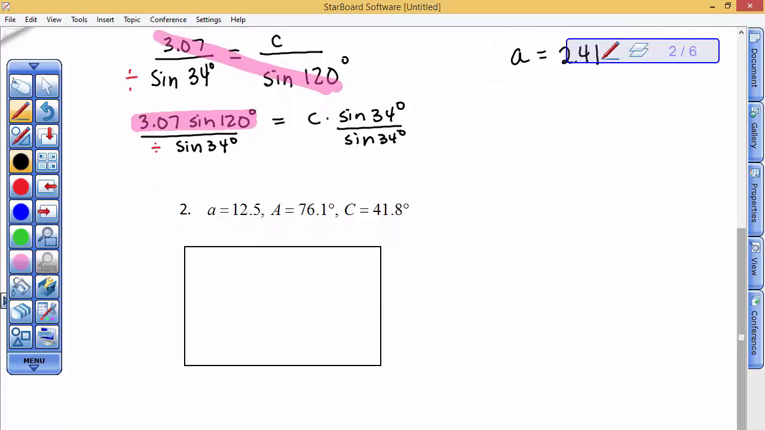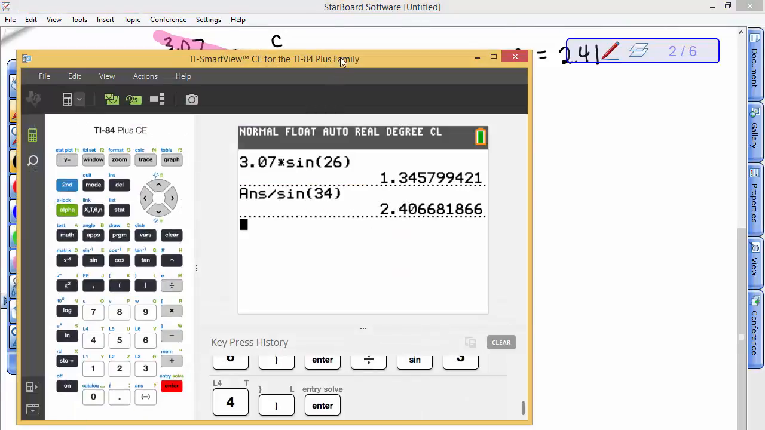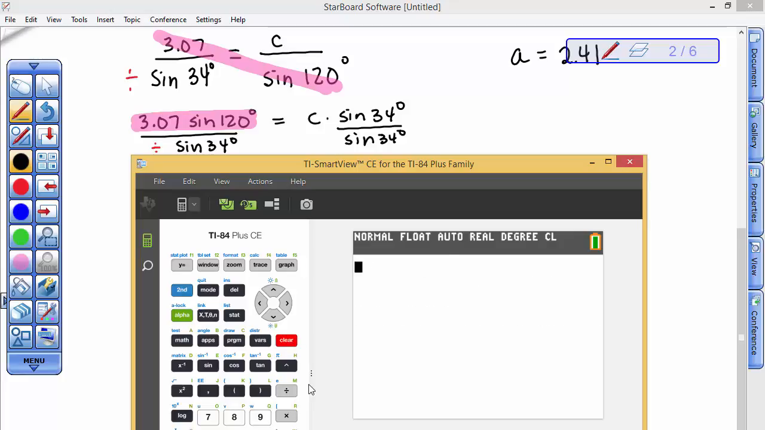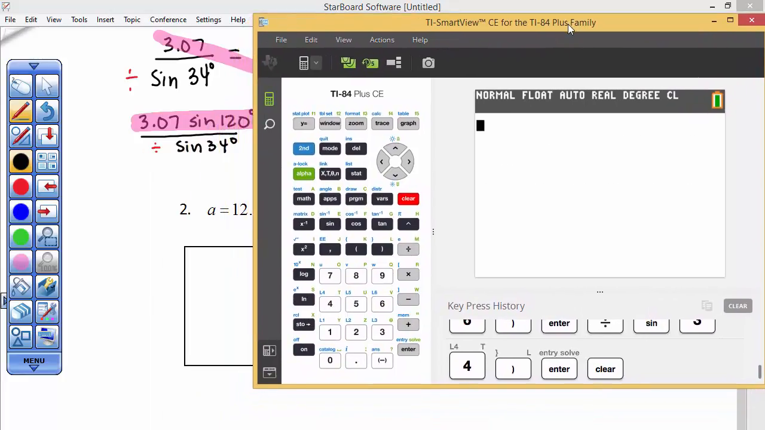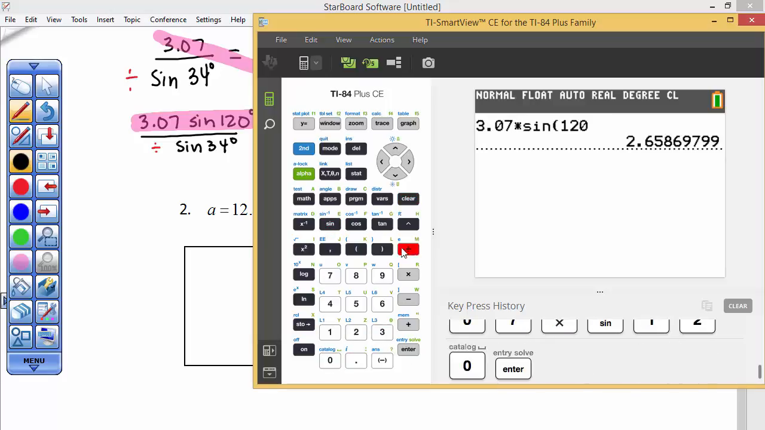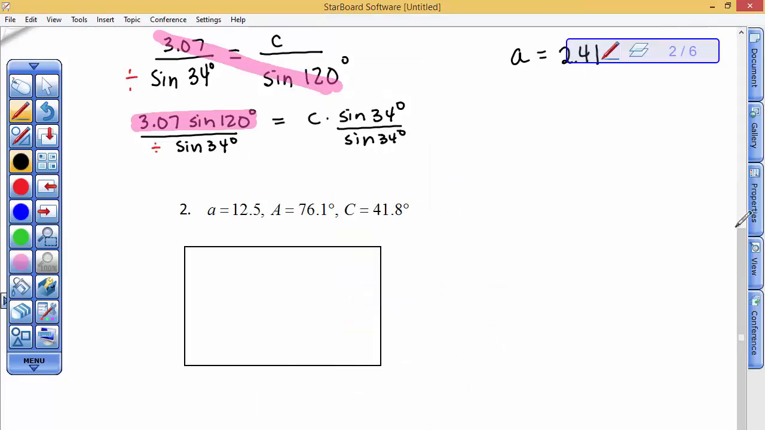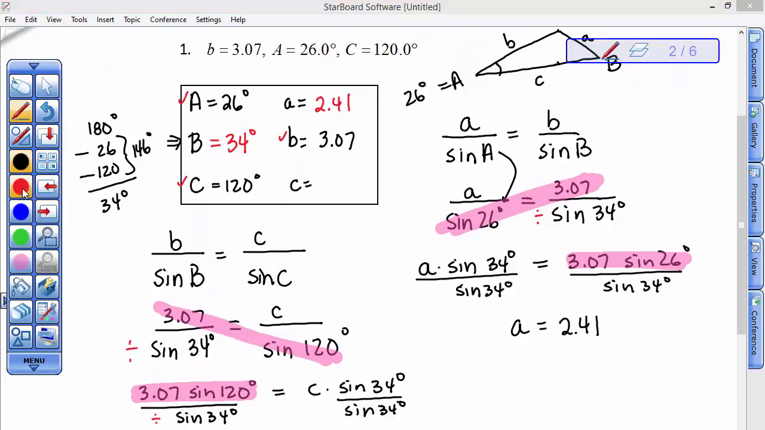So I'm going to take 3.07 times the sine of 120 and hit enter, and then divide that by the sine of 34 and hit enter again, and I'll get my solution. I'm going to call that 4.75. I'm sorry, this is C, is 4.75. Look, side C should be bigger than the others because angle C is the biggest angle.